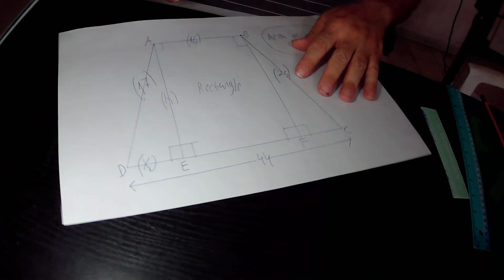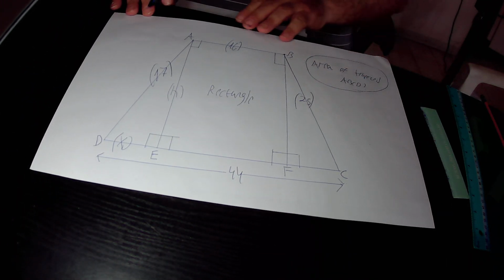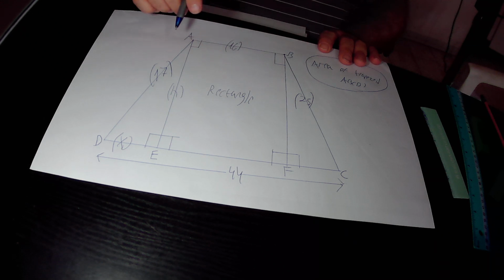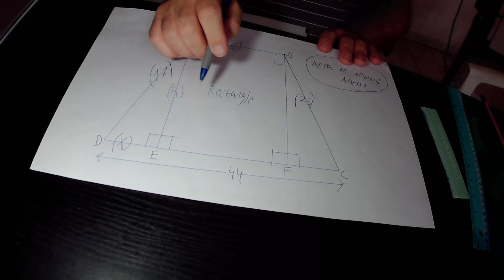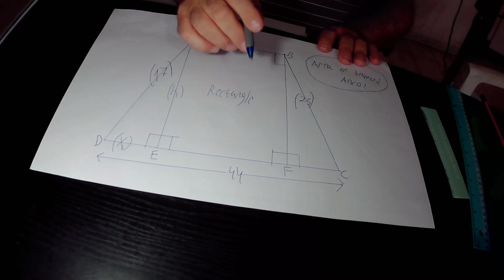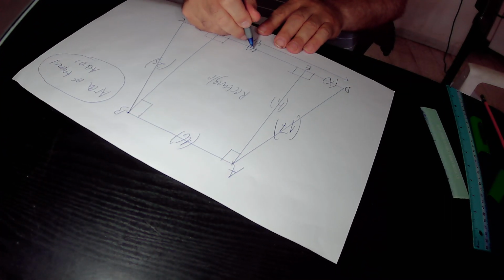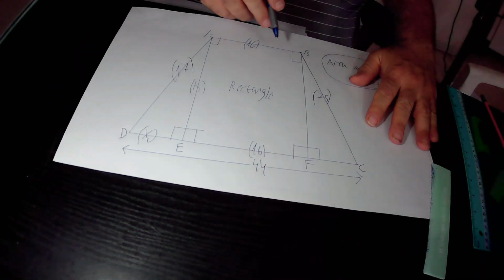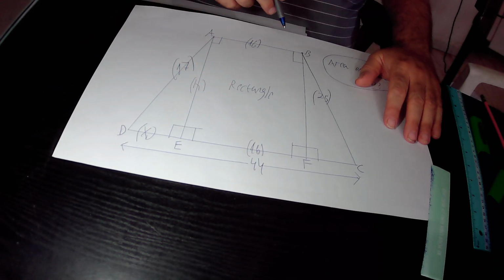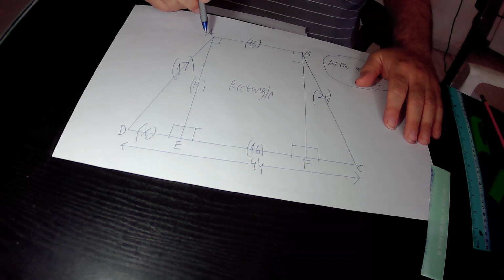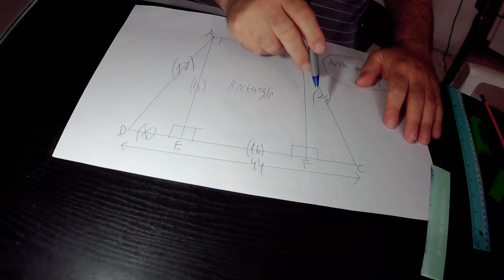But we also know that the opposite sides of a rectangle are equal to each other. So in rectangle ABFE, side AB must be equal to the opposite side FE. But AB is 16, therefore FE must also be equal to 16 units in length. Likewise, in the same rectangle ABFE, side AE must be equal to the opposite side BF. But AE is 8, therefore BF must also be equal to 8.